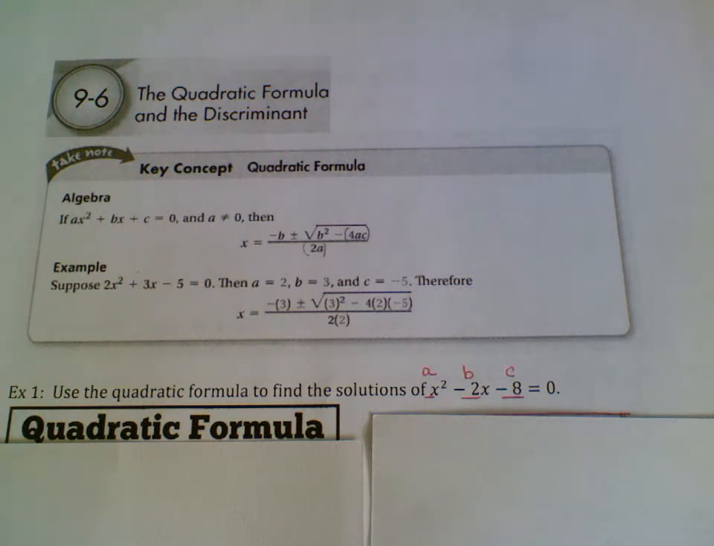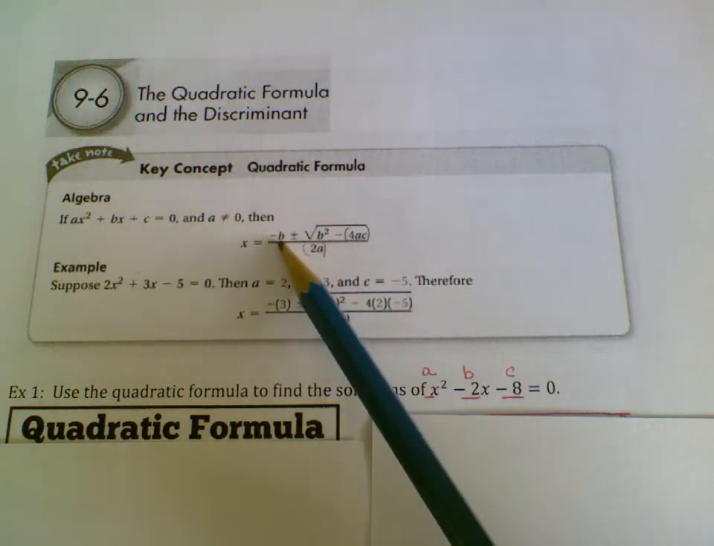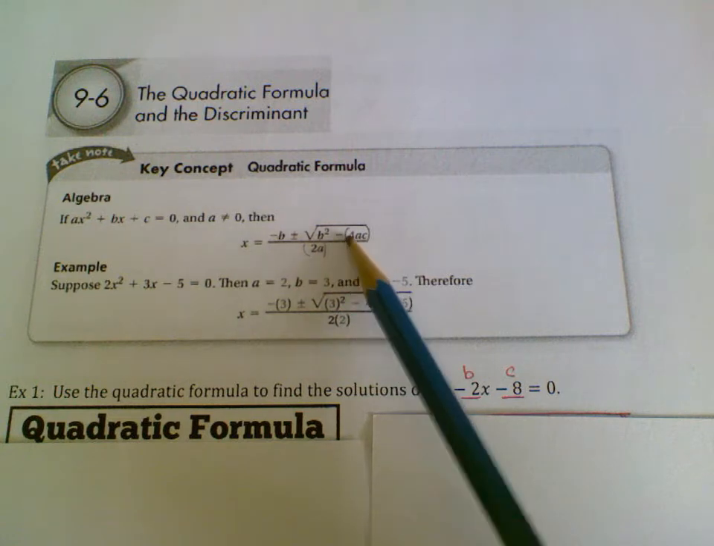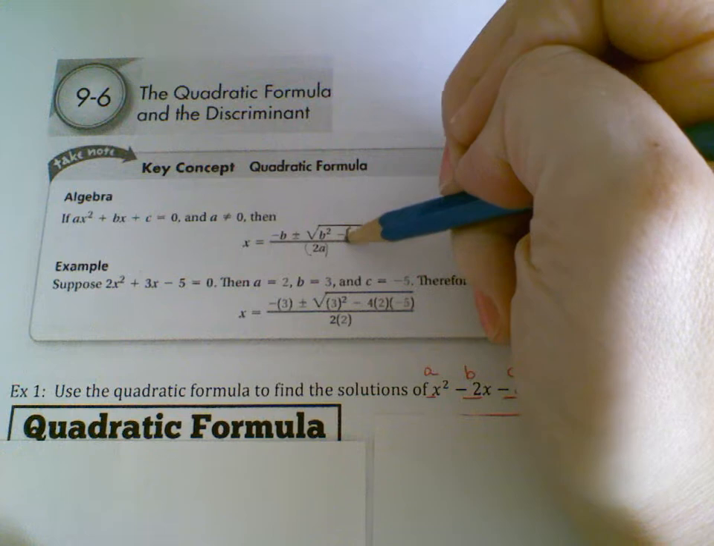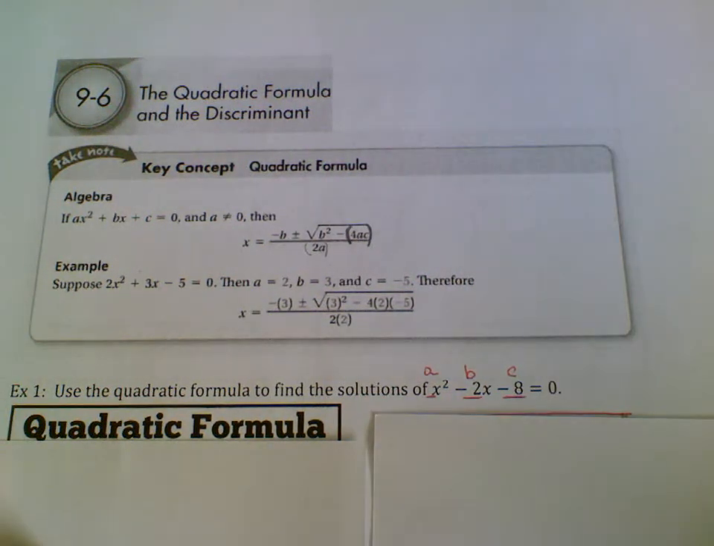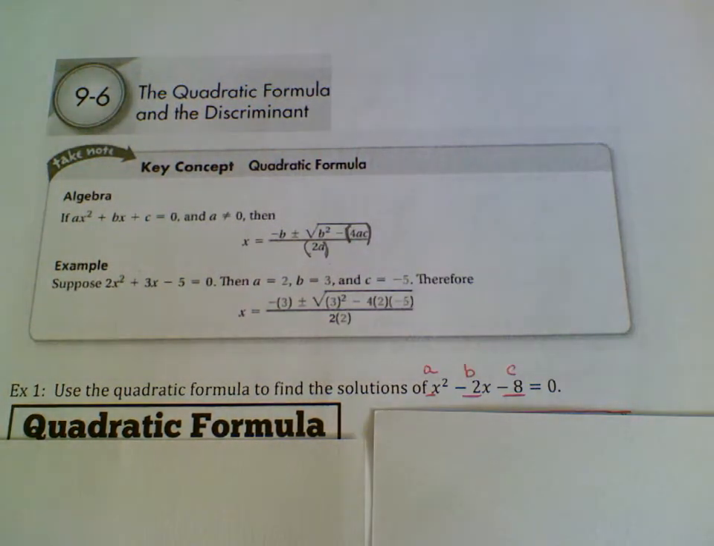Section 9.6 is using the quadratic formula and finding the discriminant. The quadratic formula is this formula up at the top. It says I'm going to do the opposite of b plus or minus the square root of b squared minus 4ac all over 2a. Notice that there's an extra set of parentheses in here, so you may want to put in that set of parentheses around the 4ac, and you may want to put in another parentheses around the 2a.